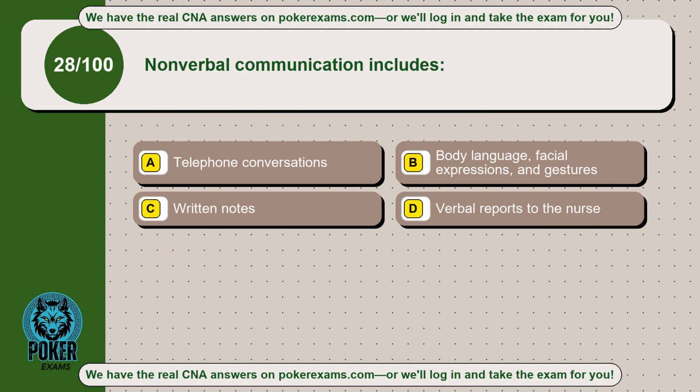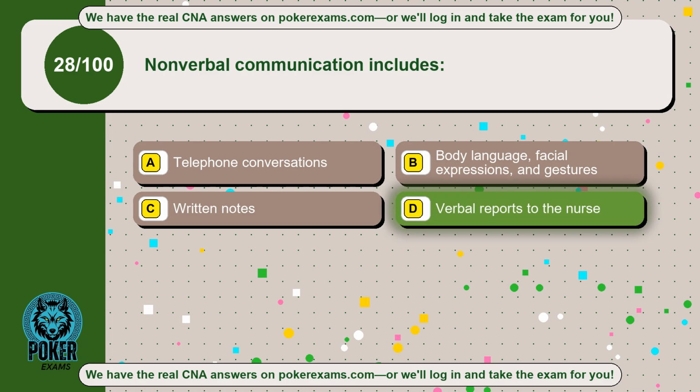Question 28. Nonverbal communication includes: Option A, telephone conversations. Option B, body language, facial expressions, and gestures. Option C, written notes. Option D, verbal reports to the nurse.